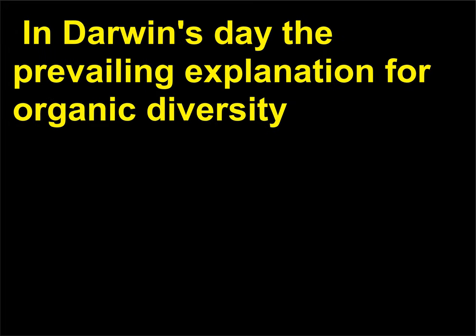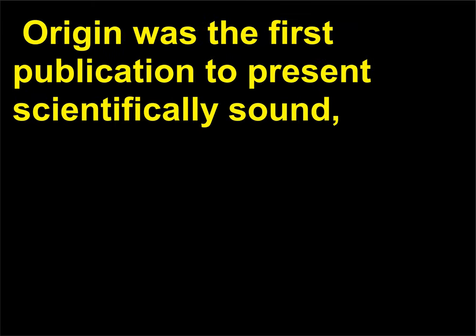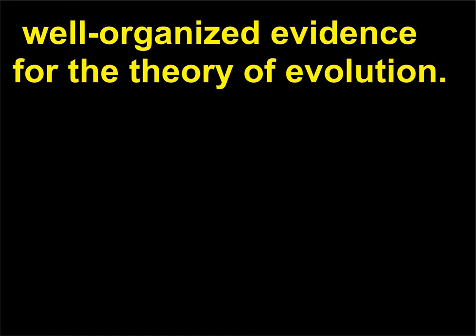In Darwin's day, the prevailing explanation for organic diversity was the story of creation in the book of Genesis in the Bible. Origin was the first publication to present scientifically sound, well-organized evidence for the theory of evolution.